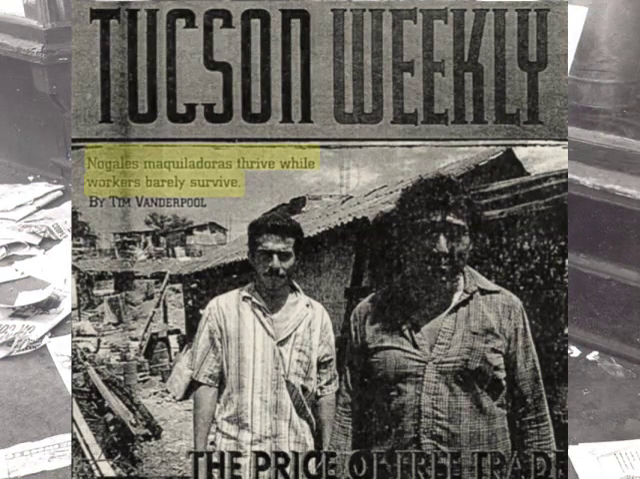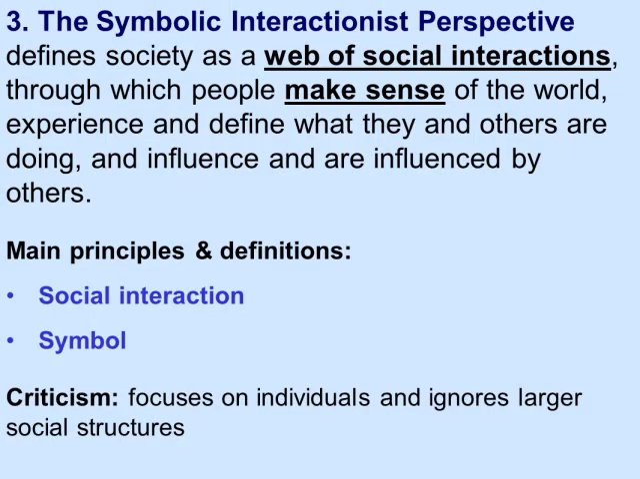And now, the symbolic interactionist perspective. It defines society as a web of social interactions through which people make sense of the world, experience and define what they and others are doing, and influence and are influenced by others. It may sound a little confusing, but once you understand this perspective, it will probably become your favorite, because it's the closest to psychology and has an entertaining component to it. This is also where the criticism of this perspective comes from. It focuses on individual interactions too much and ignores larger structures in our society.